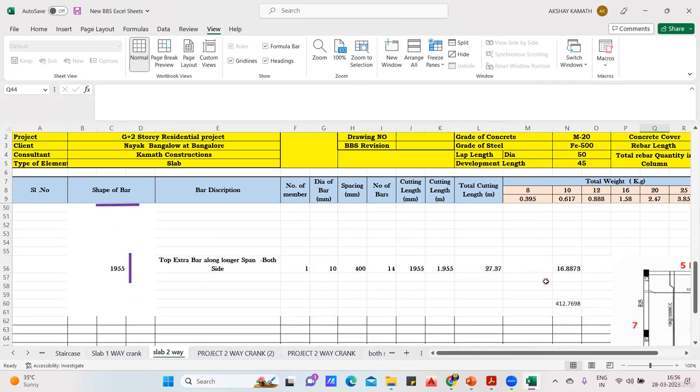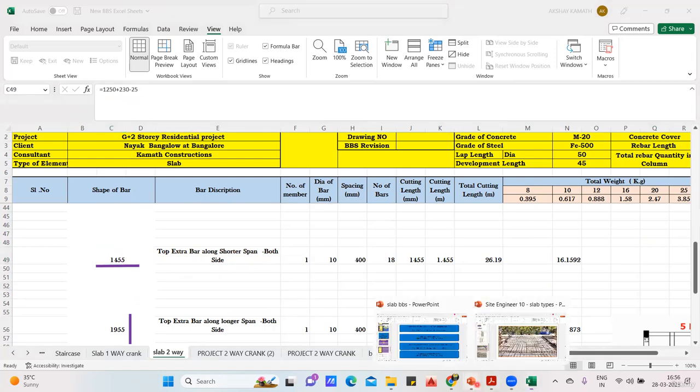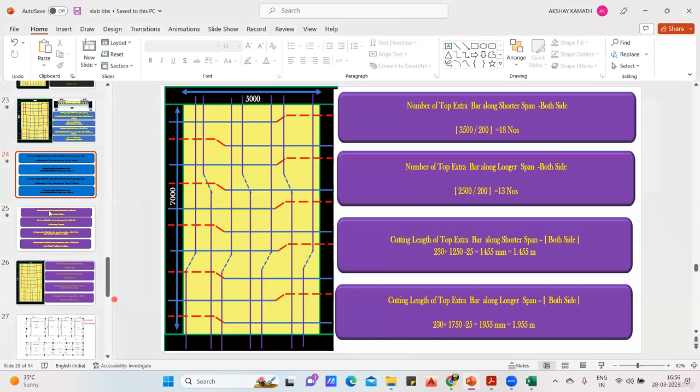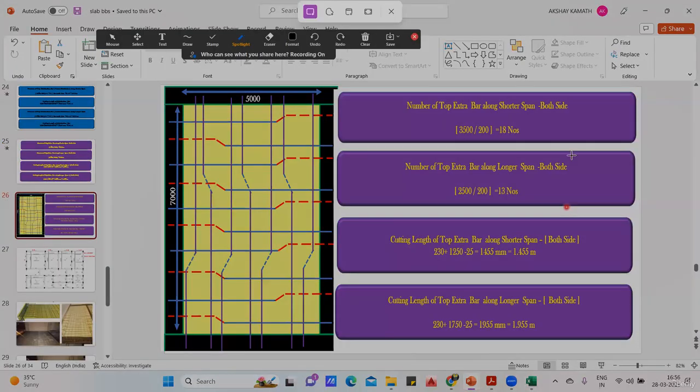The last portion which is left out is my top extra bar on both sides. First, I'll go with the shorter span bar, top extra. So 1250 is L by 4. 5000 divided by 4 is 1250, plus 230 is the width of your beam, minus 25 is a cover. So the cutting length is 1455. So let me take that also now. Yeah, this portion.